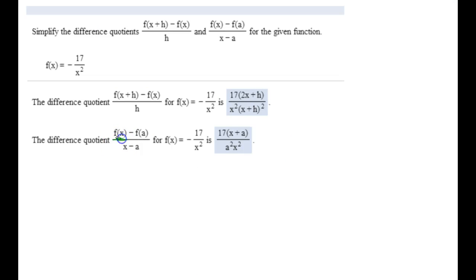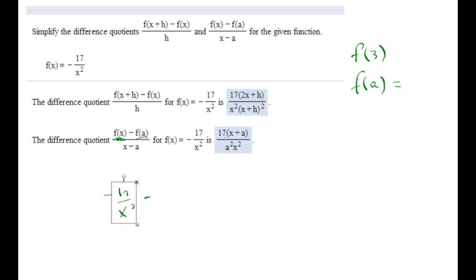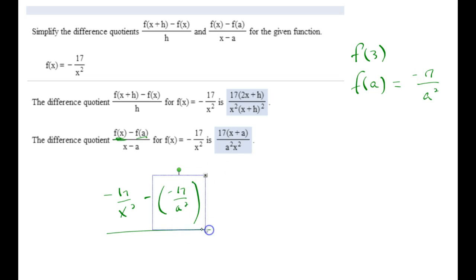But looking at how to evaluate this, it's a little bit different. This time it says start with the function, which is negative 17 over x squared. Subtract off f evaluated at a. Well, just like we did f at 3 before, let's evaluate f at a. Every time you see an x, plug in an a. So instead of negative 17 over x squared, I'll have negative 17 over a squared. And this is all divided by x minus a.